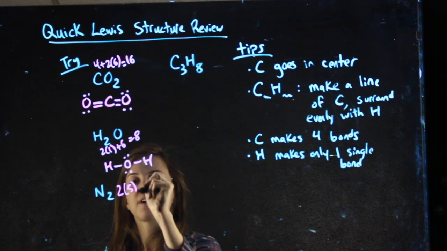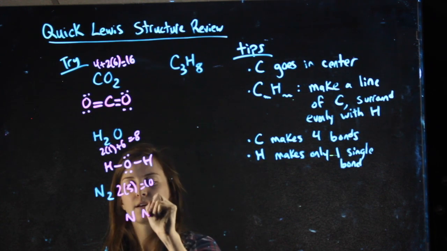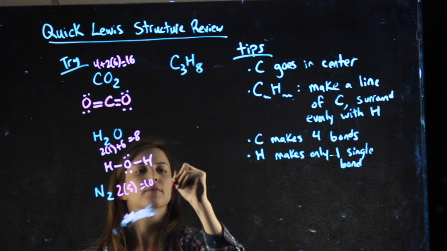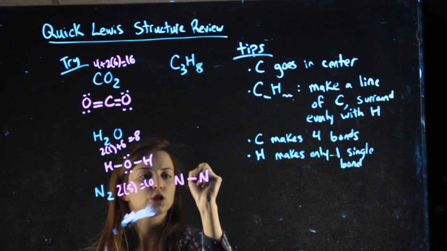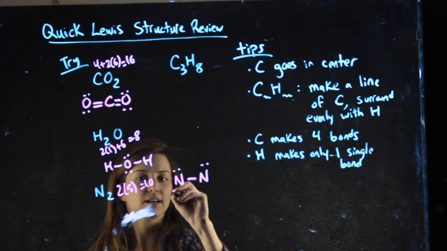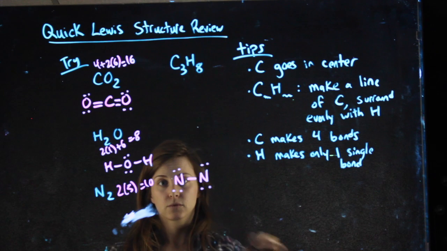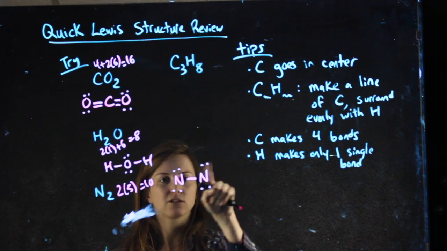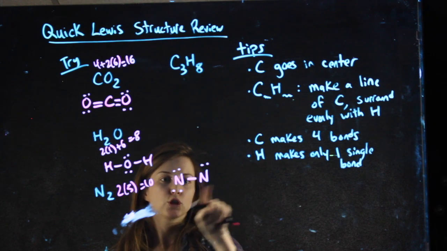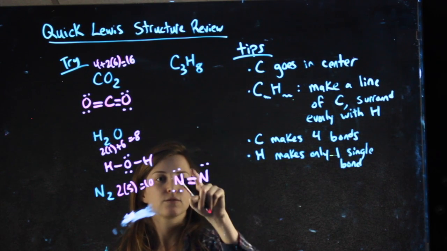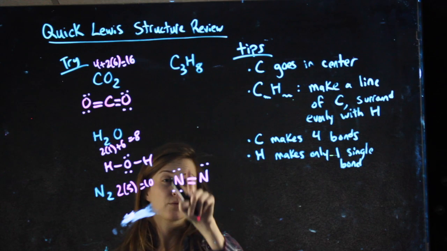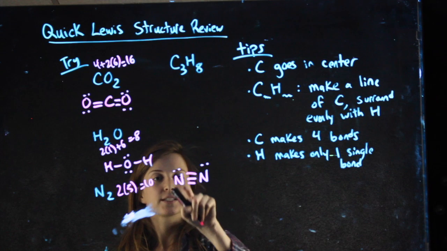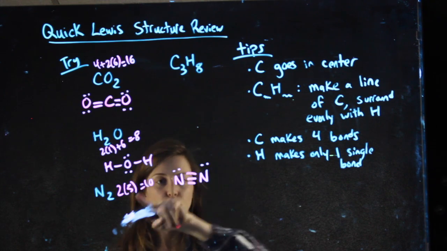N2, 2 times 5 is 10. That's a little low. I don't know if you can see that. 2, 4, 6, 8, 10. But each nitrogen only has 2, 4, 6. Sharing these, 2, 4, 6. But this one at least now is 2, 4, 6, 8. Doing the same thing, 2, 4, 6, 8, 2, 4, 6, 8, but in total 10.